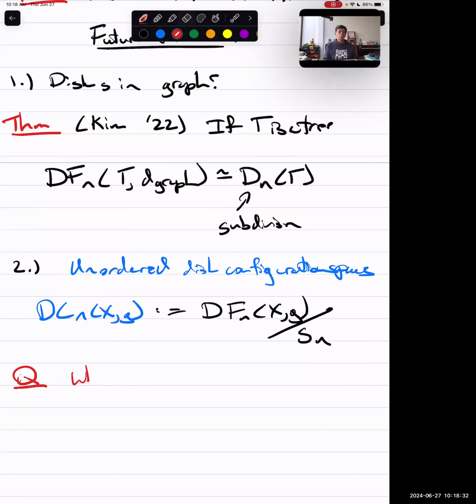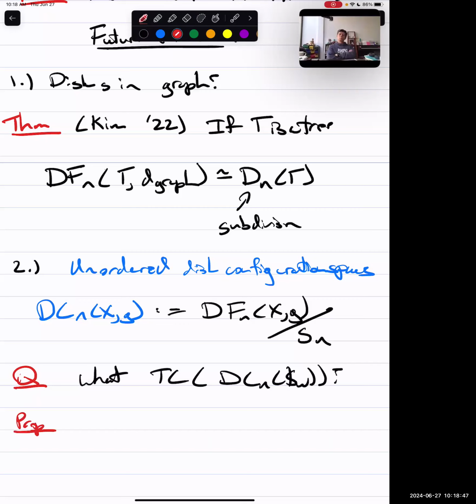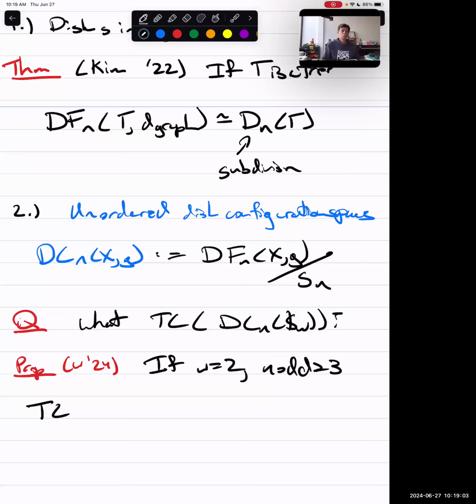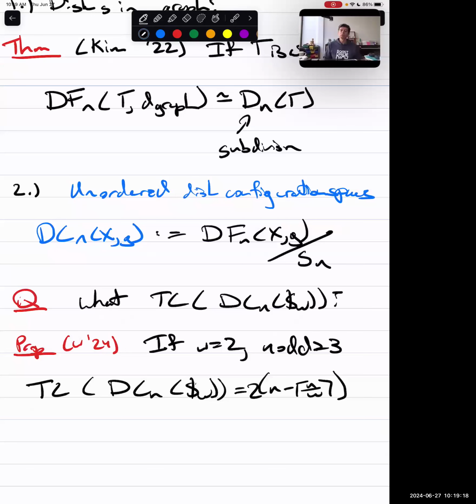So I ask this question, which at first might seem a little bit harder, but has at least slightly more of an answer to my knowledge: what is the topological complexity of the unordered disk configuration spaces in the strip? It's a result in a paper I'm about to put out, where I'm also publishing these other results, that if W is equal to 2, and N is odd and greater than or equal to 3, then the topological complexity of these unordered disk configuration spaces in the strip is going to be equal to 2 times N minus the ceiling of N over W. And so this result uses the same technique as this paper, but if we want to generalize to different W and N, that probably won't do.